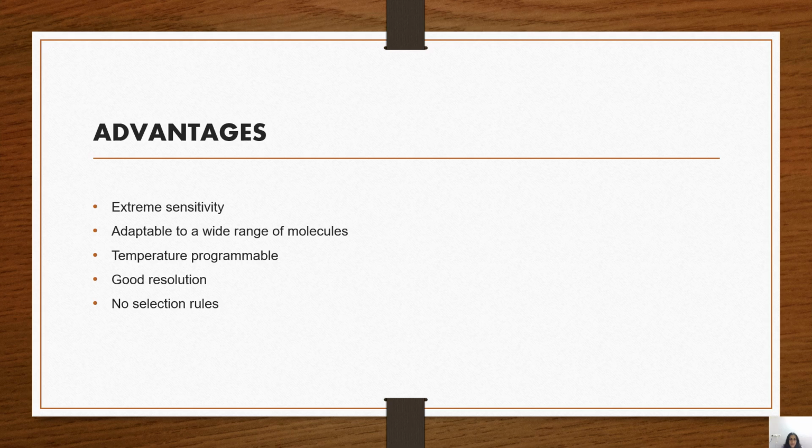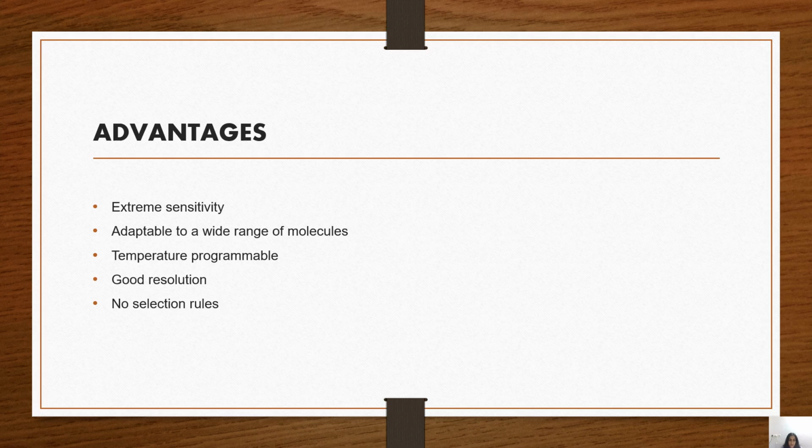The advantages. The first advantage is the extreme sensitivity. IETS can detect subtle energy changes that are associated with molecular vibrations, making it very sensitive to small molecular changes. The second is adaptability to a wide range of molecules, offering flexibility in the study of different samples. The third advantage is that it is temperature programmable. IETS instruments can operate at various temperatures, allowing for controlled measurements and reduced thermal noise, especially at low temperatures.